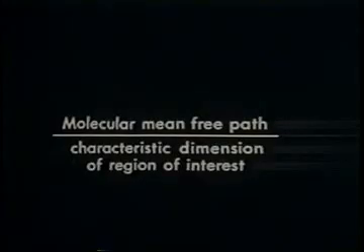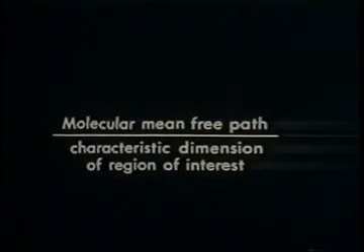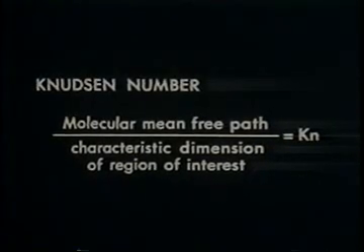Actually, the kind of flow we find depends not just on the mean free path, but on the ratio of the mean free path to a characteristic dimension of the region of interest. In this case, the length of the beam chamber. This important dimensionless parameter is called the Knudsen number.